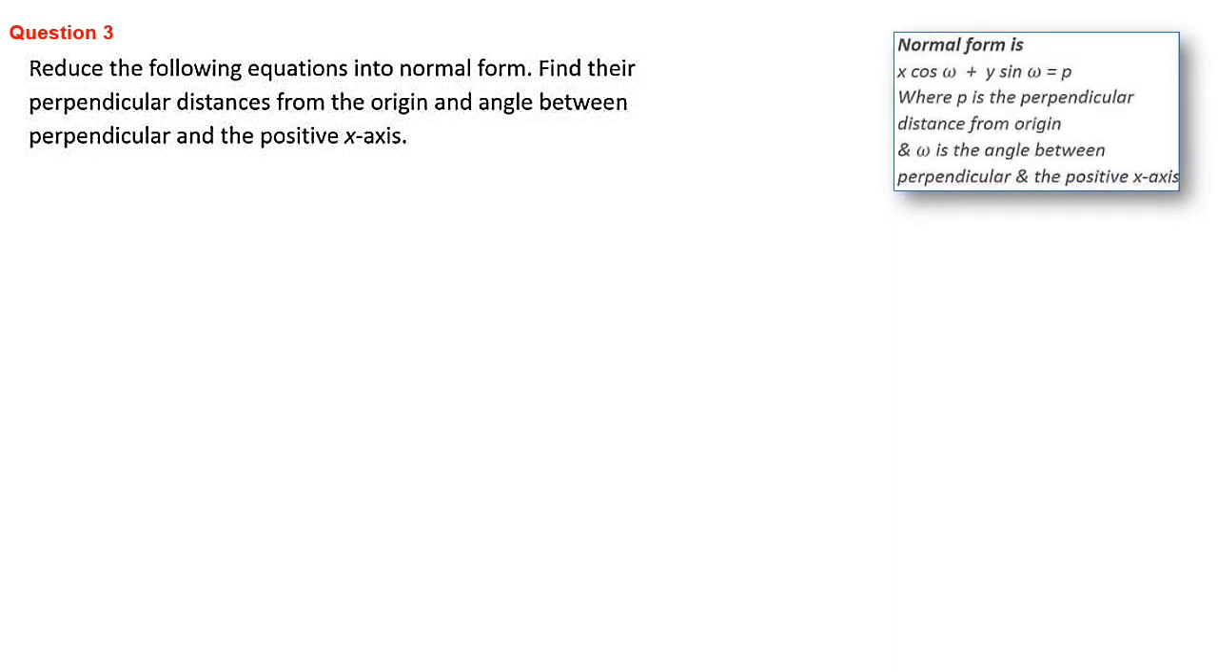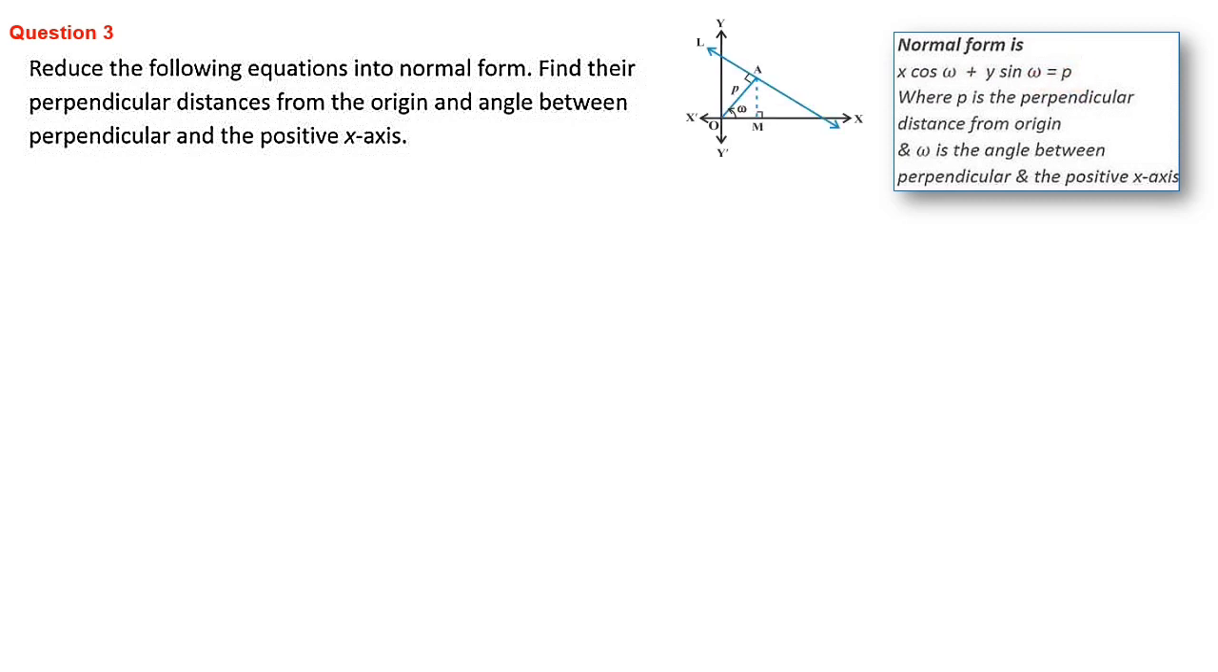Reduce the following equations into normal form. Find their perpendicular distances from the origin and the angle between the perpendicular and the positive x-axis. Here normal form we have to. So let's recall the normal form. x cos omega plus y sin omega is equal to p. This is what the normal form. So here p and omega.